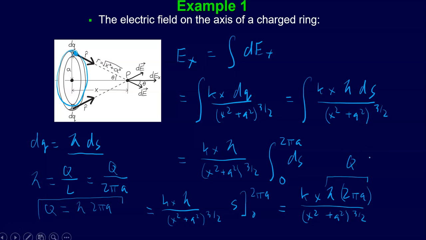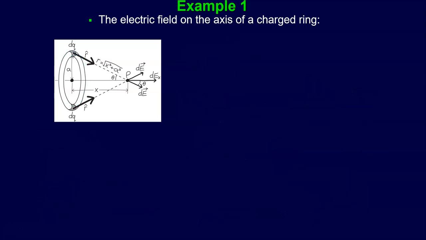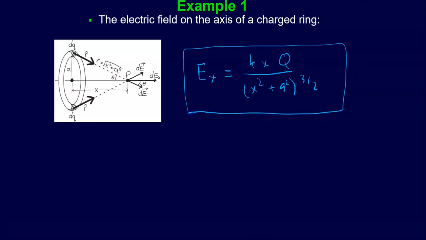And so let's look at this all together now. What I'm saying then is that my electric field total in the x direction is going to be kx times the total q over x squared plus a squared to the 3/2 power. All right, so that's my result. So let's just stop and think about this.